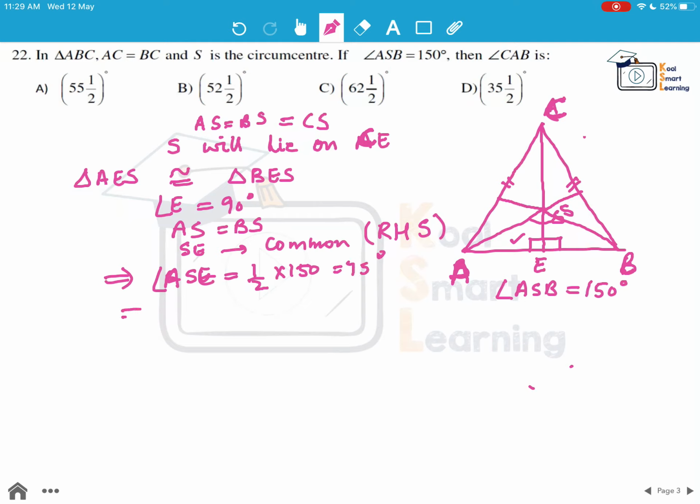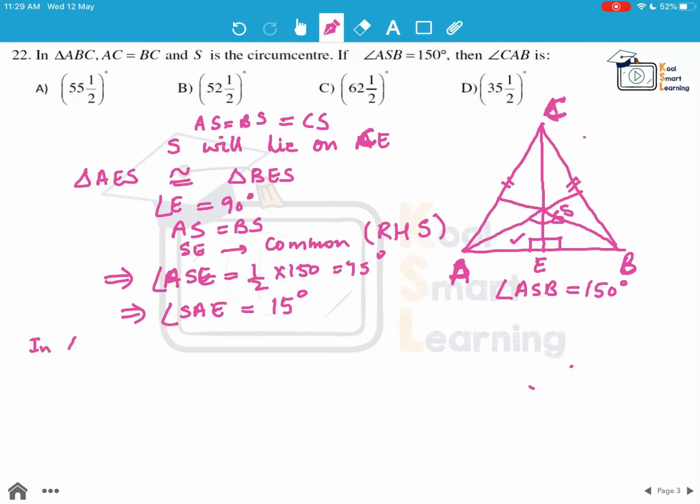And this would imply, in this right angle triangle AES, that angle SAE is equal to 15 degree by the angle sum property of the triangle. We have the sum of the angles to be 180 degree. One angle is 90, the other is 75. So angle SAE is 15 degree.